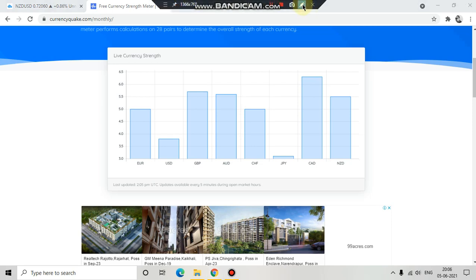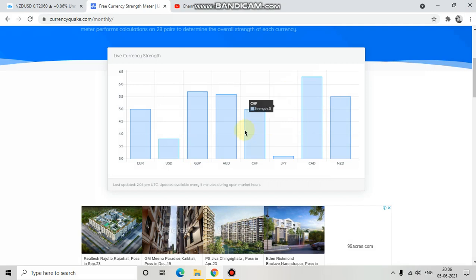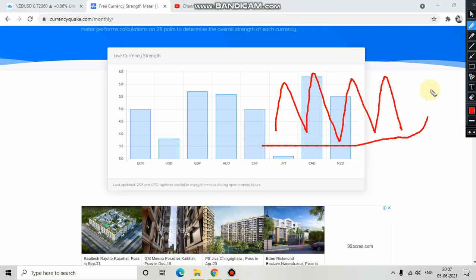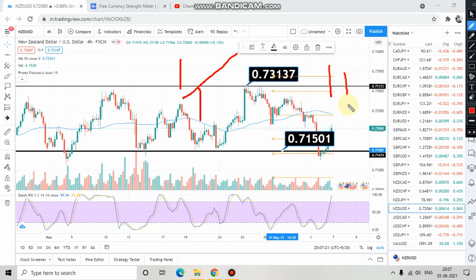In the monthly time frame, we can see this is the NZD, and NZD is very strong. NZD is positive on the monthly time frame, whereas USD is also positive on the monthly time frame. You can see that the strength is 5.5 and this is 3.8, not much difference. If one currency is positive and one currency is negative, then we get some good opportunities to trade, and we get a trending market. But when we get both currencies on the positive side like this, then we get a sideways market like this.